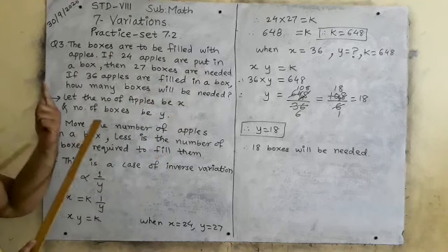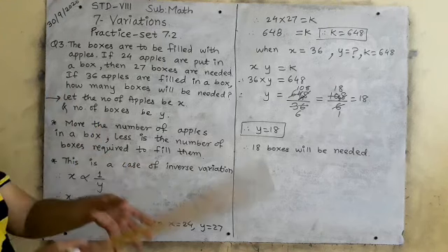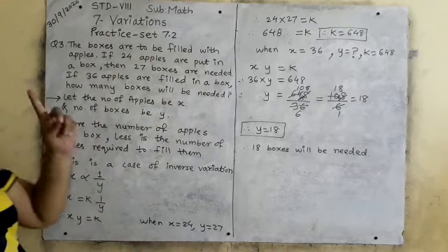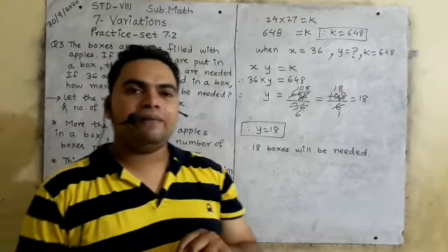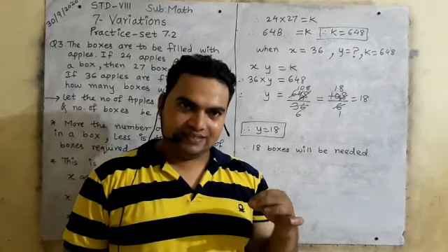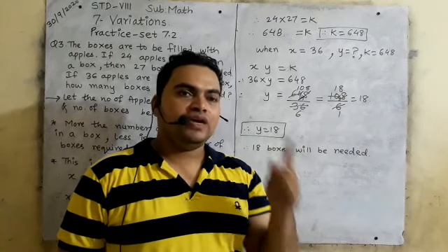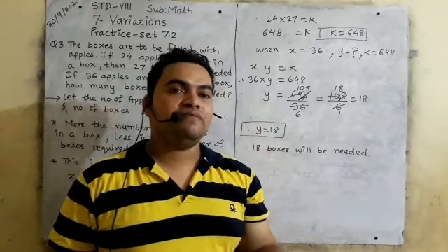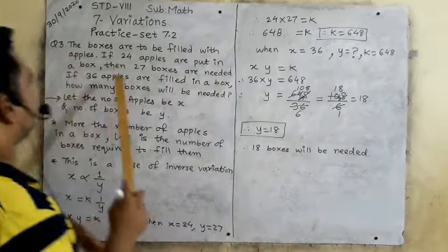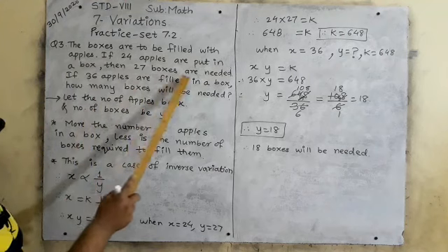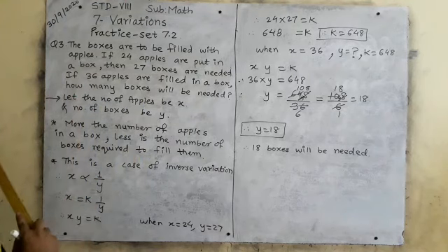Okay, if we put 24 apples in a box, then 27 boxes are needed. In the first condition, we will consider the number of apples as x and the number of boxes as y. So in a box, how many apples will we put? It is 24. If 24 apples are put in a box, then 27 boxes are needed to fill them.